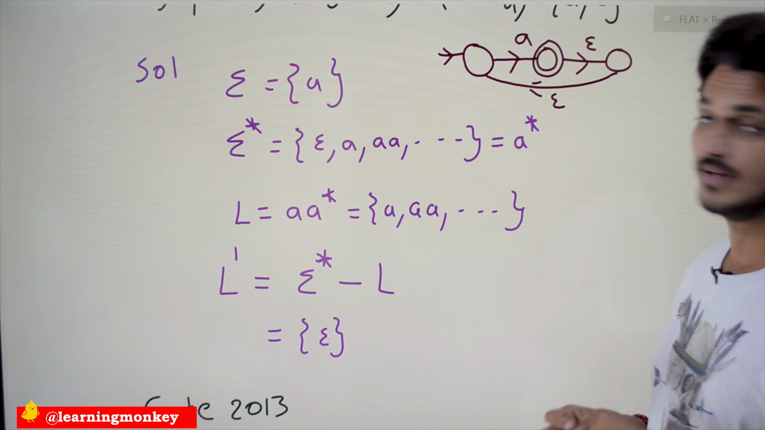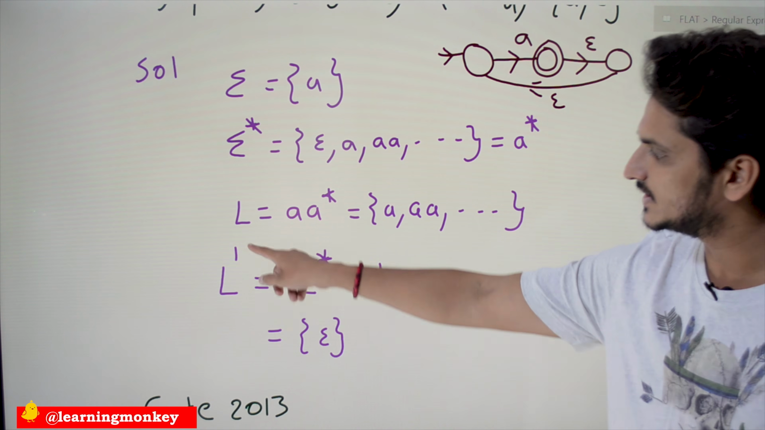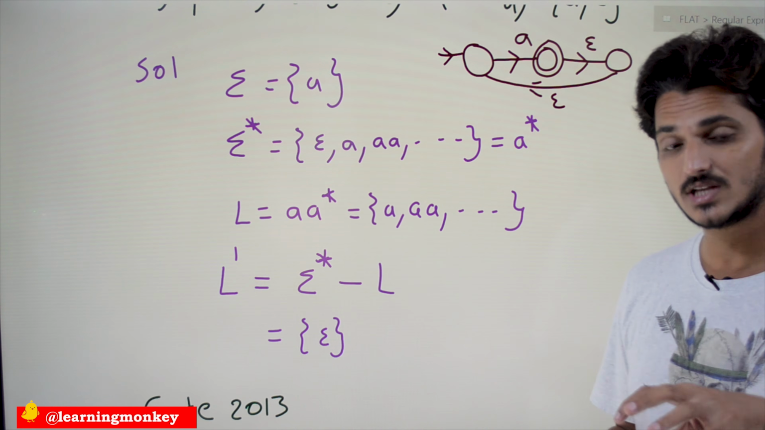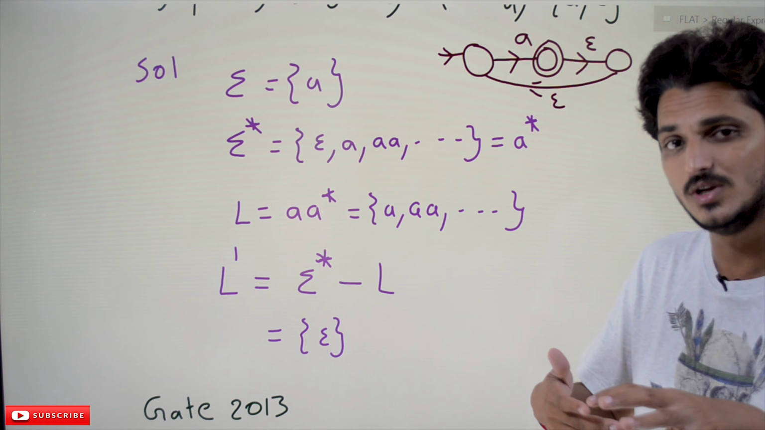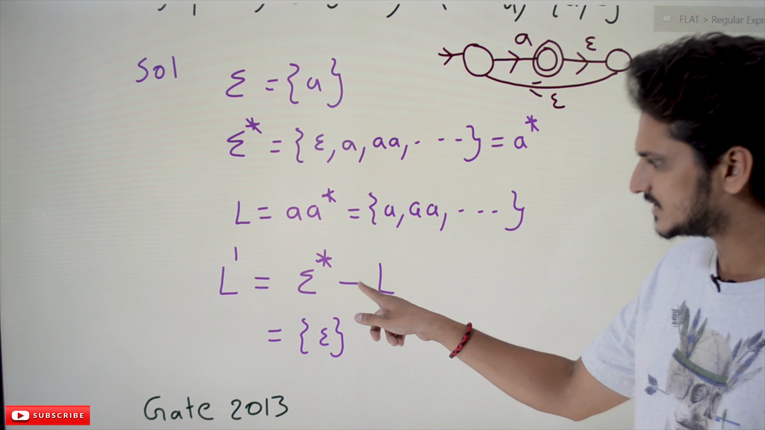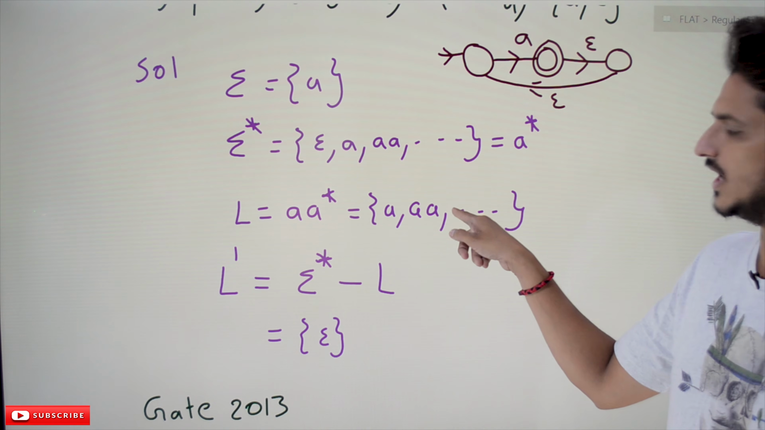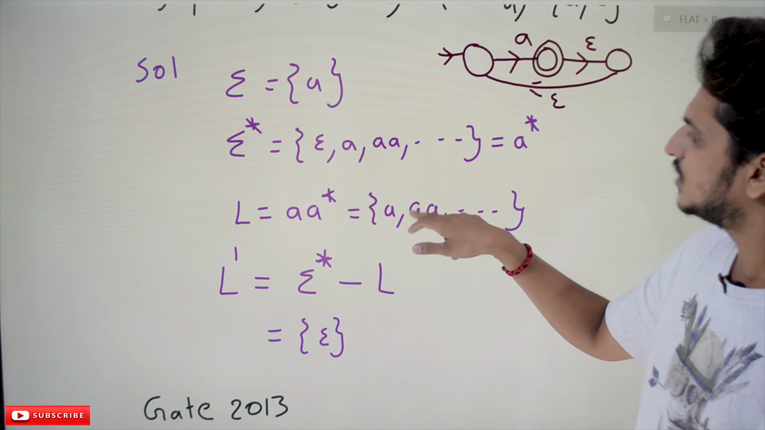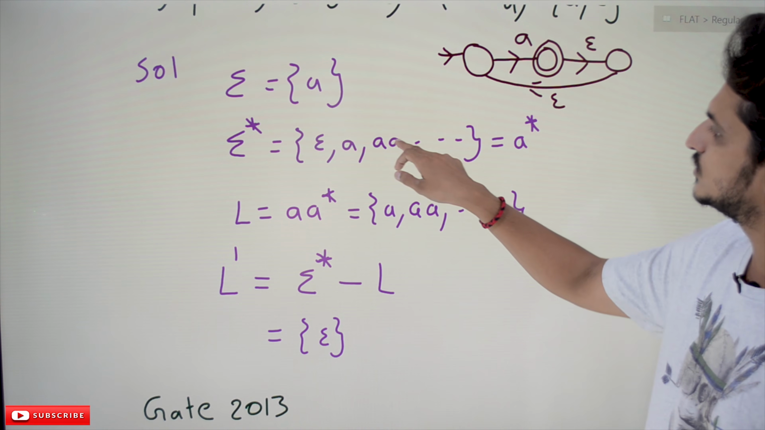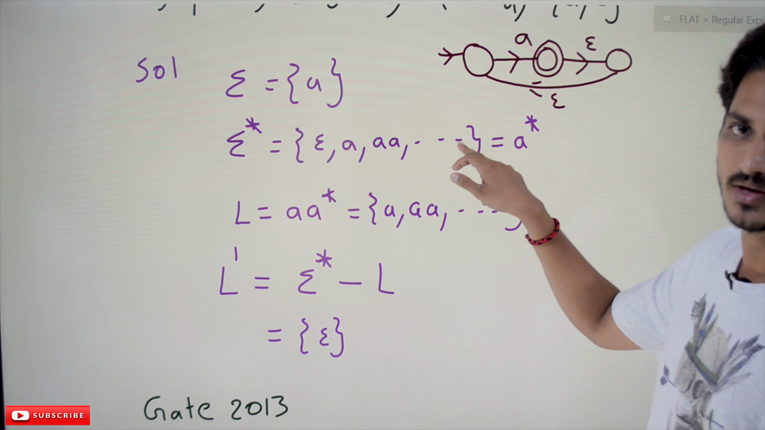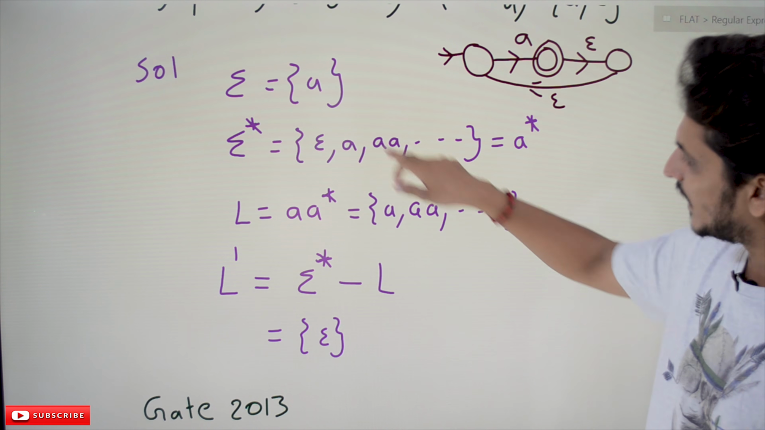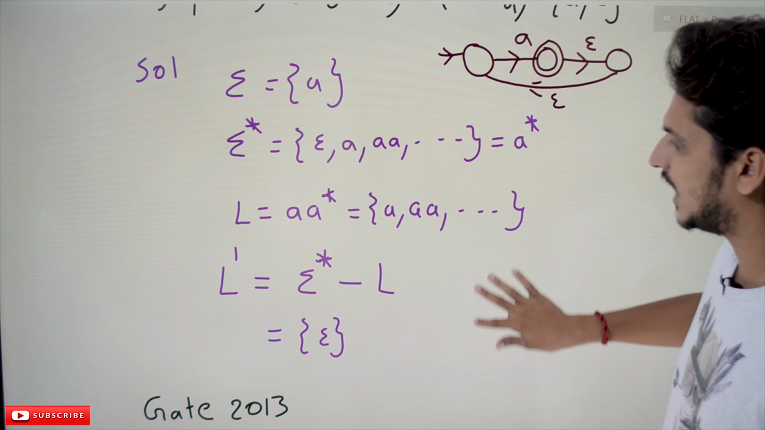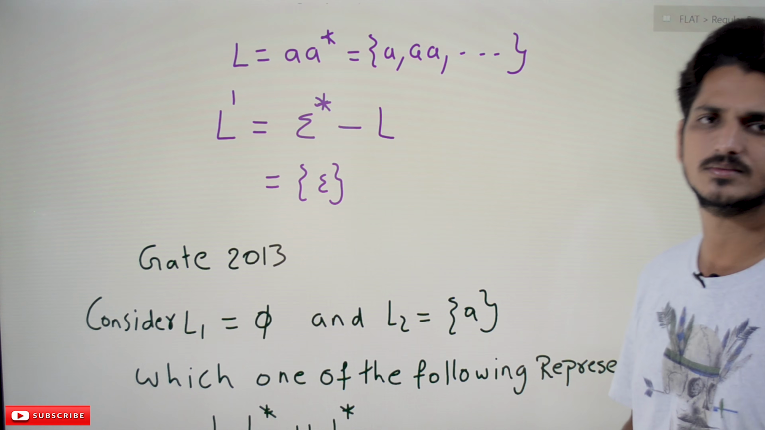So what is the meaning of L complement? L complement is considered as sigma star minus L. Sigma star means the set of all the strings that are possible using the given alphabet, and you have to take out L. That is what L complement means. Here, single A, 2 A's, and after that any number of A's are accepted. If you subtract L from sigma star, epsilon remains. That's why the output, L complement, is epsilon.